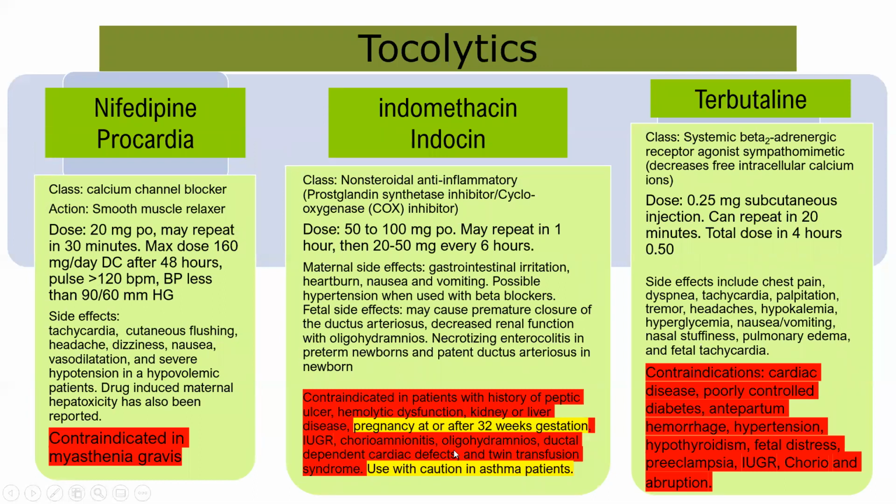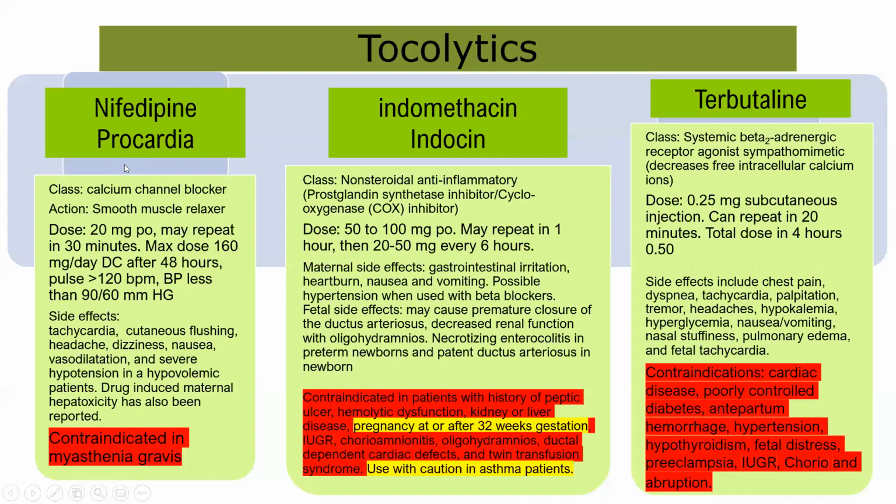Now we have lots of different types of tocolytics. Tocolytic, again, is to stop contractions, to slow them down. There are certain ones that can be used in certain circumstances. So for instance, we can use nifedipine, which I know you've heard of before, Procardia, which is a calcium channel blocker. It's a smooth muscle relaxer, and our uterus is a smooth muscle. So we can give nifedipine to try to slow down preterm labor.